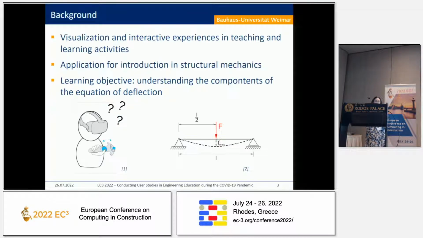So, as we all know, in civil engineering, one of our main focuses is structural engineering. However, this kind of beam experiments and so on in a laboratory setting are really hard to establish and very expensive.